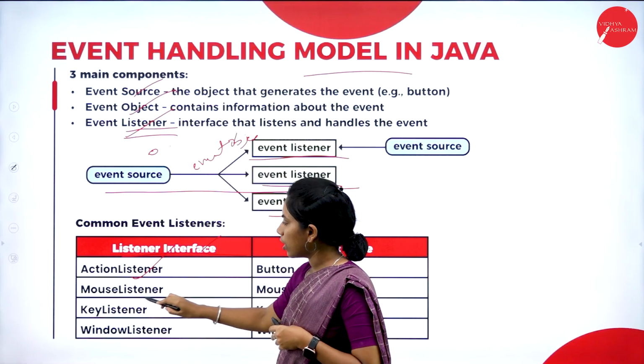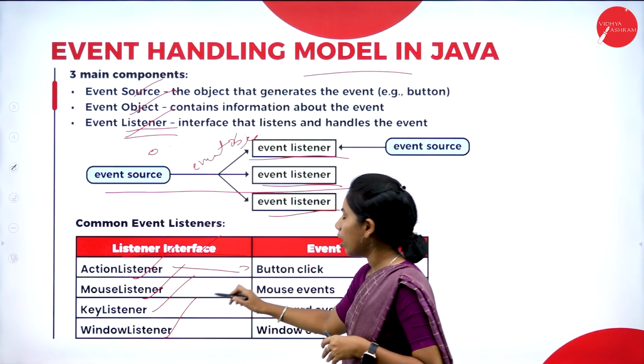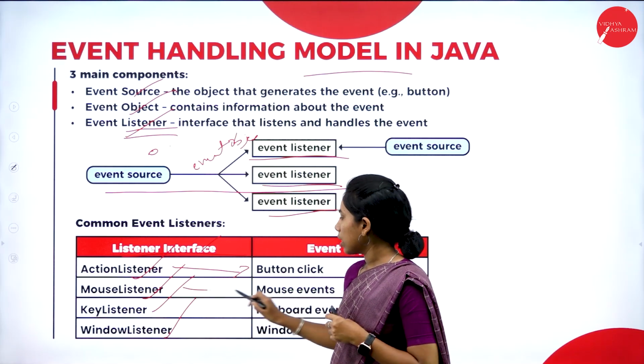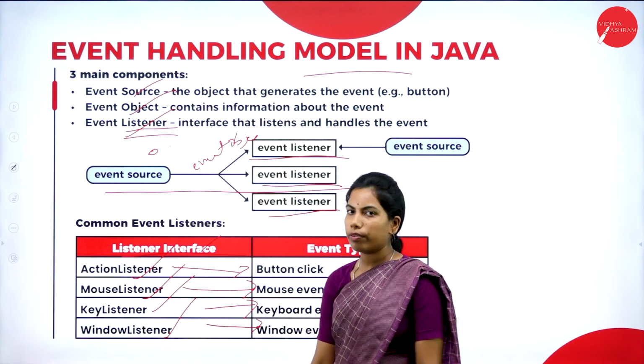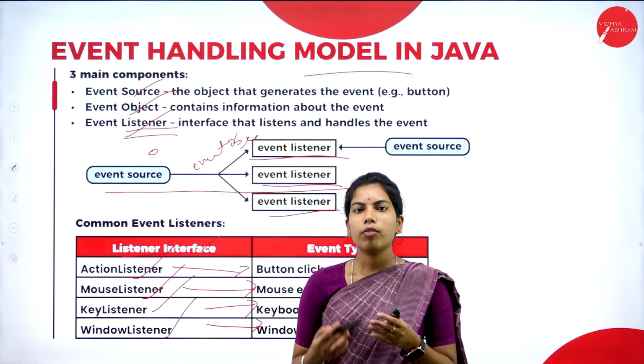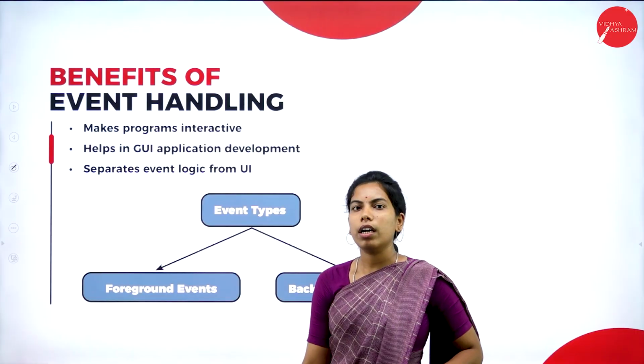Among the interfaces we have ActionListener, MouseListener, KeyListener, and WindowListener. ActionListener is mainly for a button click. MouseListener is for a mouse event. KeyListener is for a keyboard event. And for window events we have WindowListener.